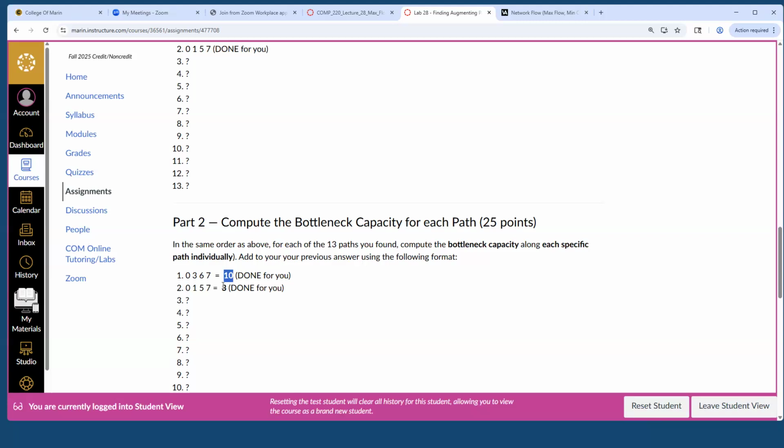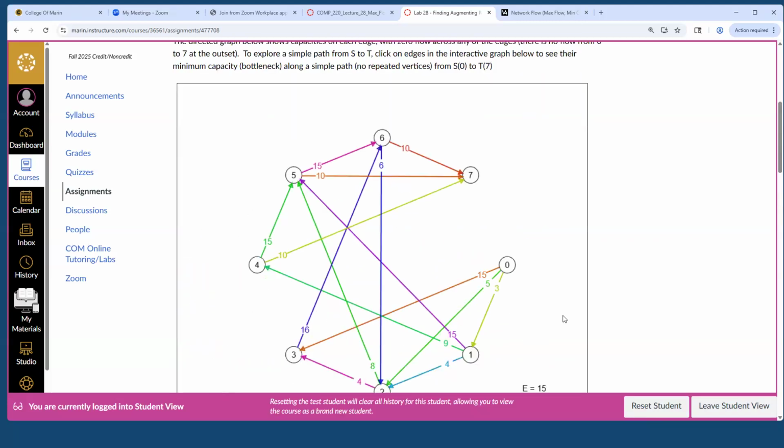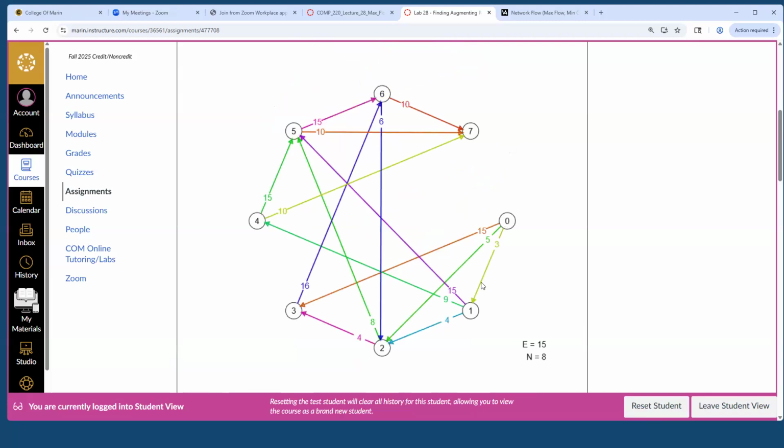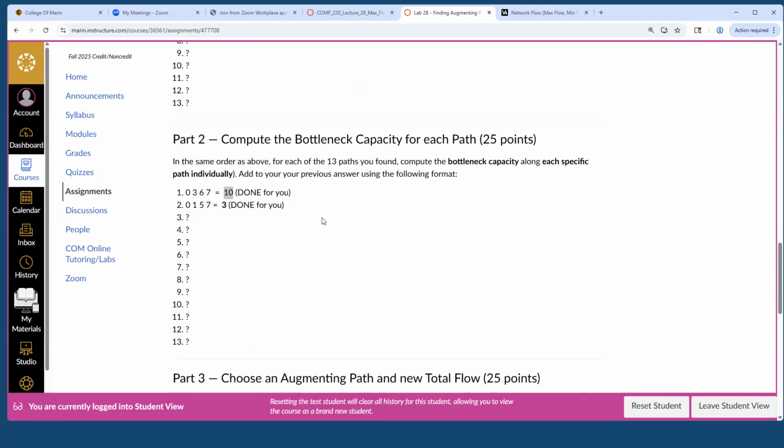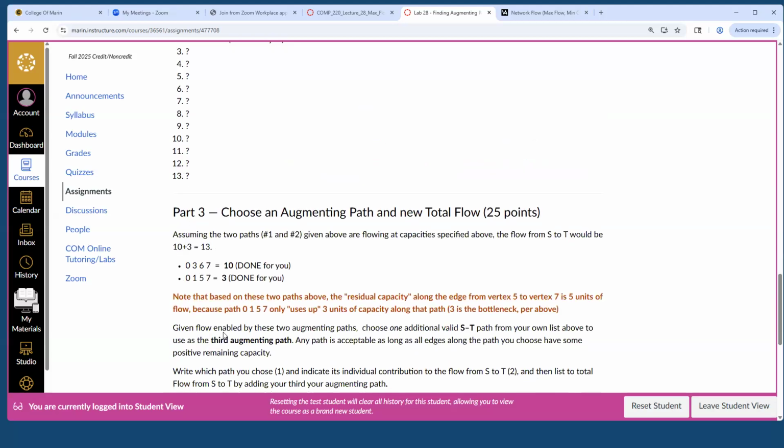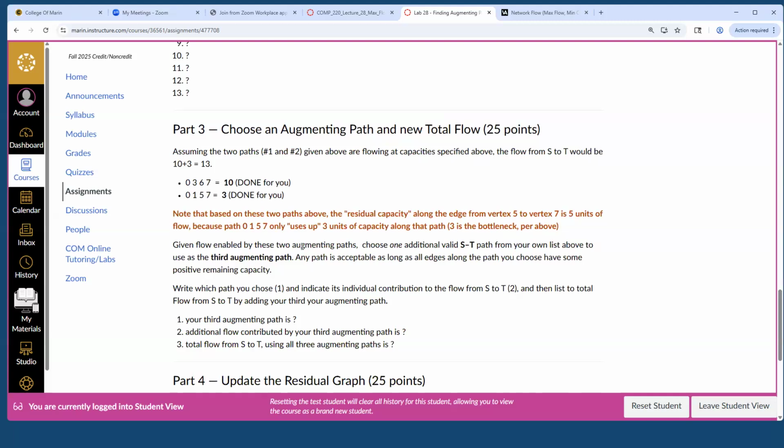So 0, 1, 5, 7. If I was to do that, I just reset my graph and go 0, 1, 5, 7. Okay, that's a min 3. So that goes on the list, right? So you're going to list those as well. You can do that all in one step if you want.